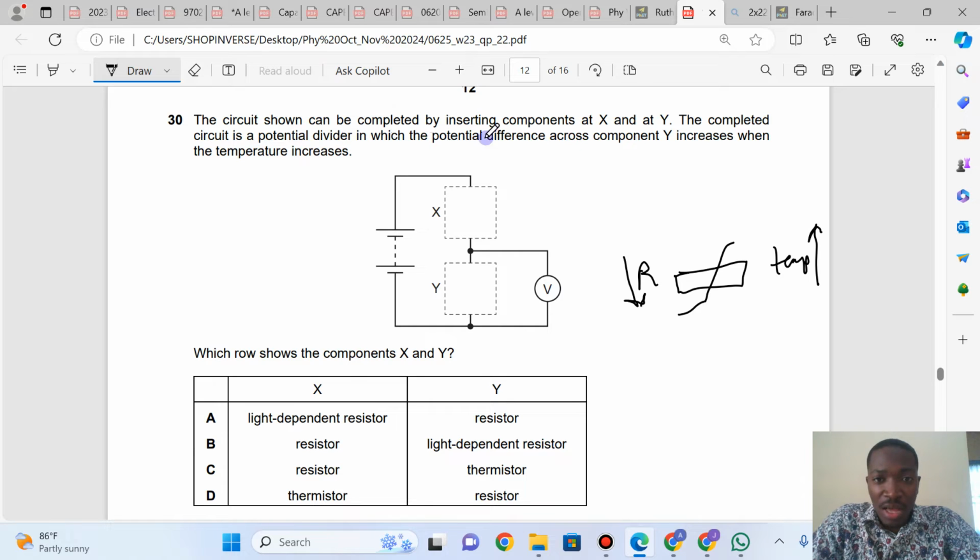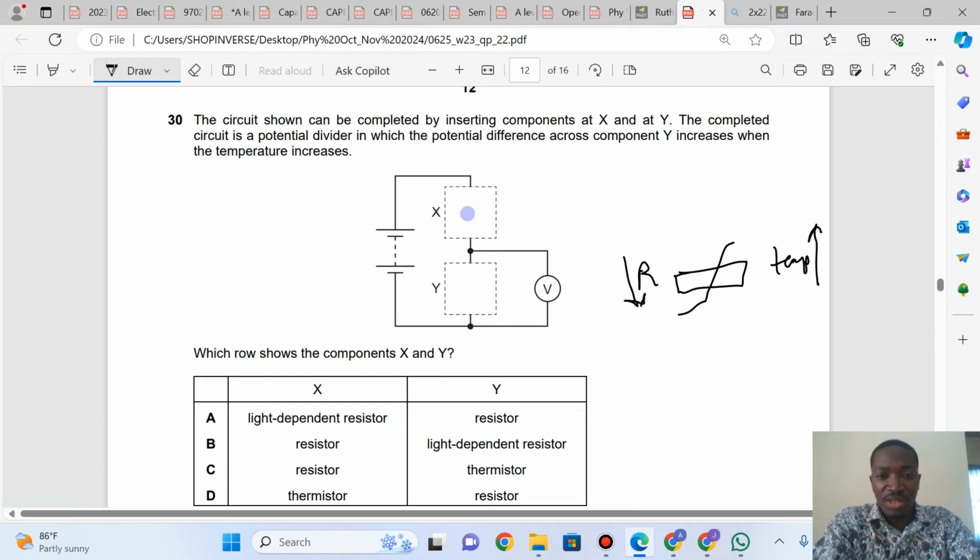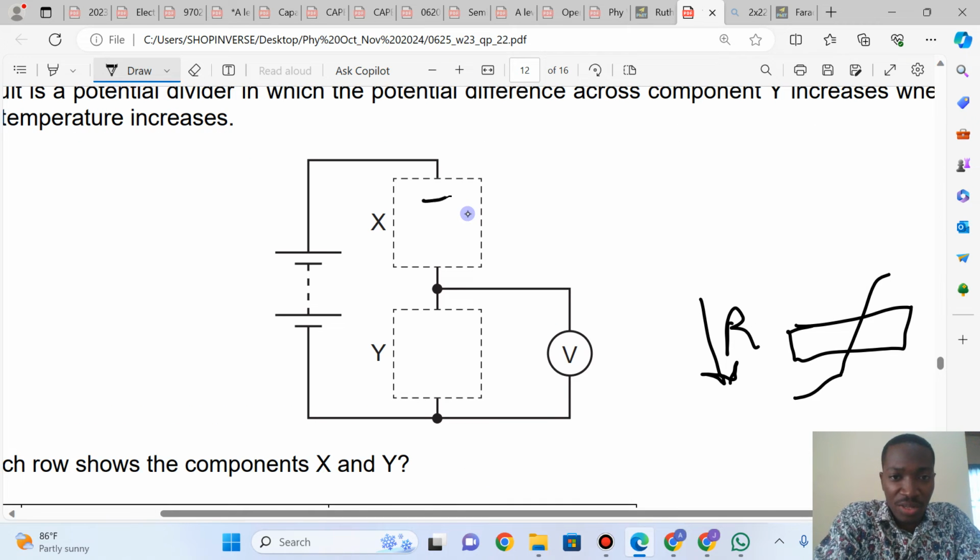Potential divider. Potential difference across component Y increases when temperature increases. We want the potential difference here to increase when temperature increases. Is it a thermistor we put here? No. If you put a thermistor here, then if temperature increases, resistance will be reducing, it won't increase. So here, this is where you put the thermistor. Let me zoom in so I can easily draw that. We should have a temperature dependent resistor here, or a thermistor.